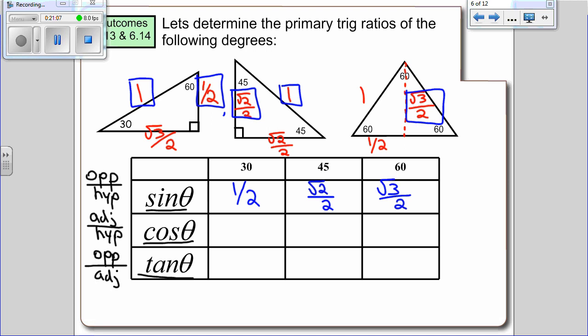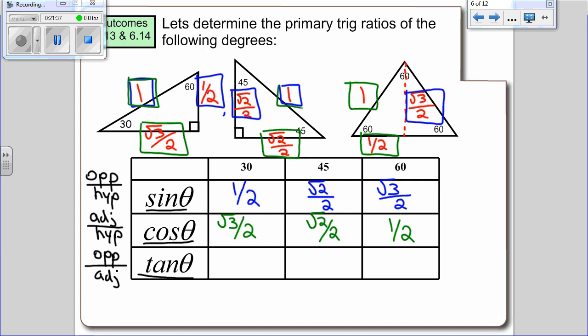Alternatively, if you do cos, it's going to be adjacent divided by 1. And if you're divided by 1, you're going to get the same thing. So this one's going to be root 3 over 2. This one's going to be root 2 over 2. And this one's going to be 1. All because I'm dividing by 1 every single time when I do my cos ratio.